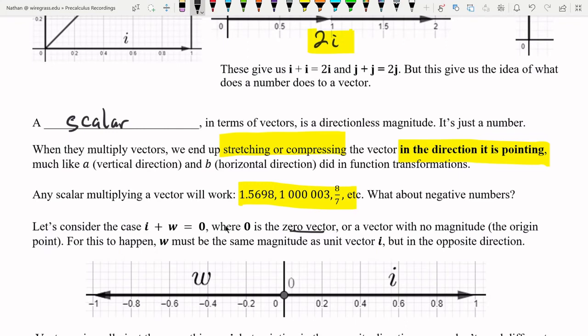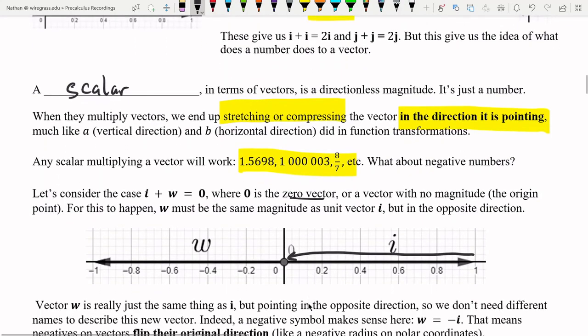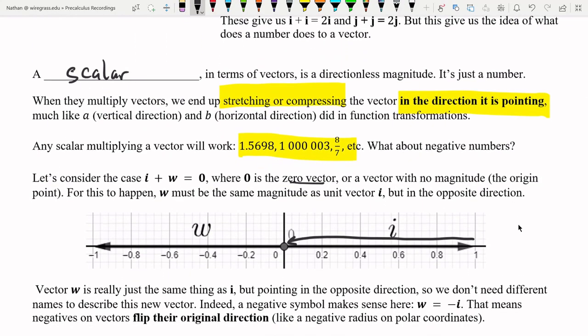But to have i plus w equal 0, w must be the exact same magnitude but the opposite direction of i, so that when you add i plus w, we go out to i and we go back from i to w, and it's going back to the origin. So that gives us the 0 vector back. With this in mind, w is just the opposite direction of i. It's the same length, but opposite direction.